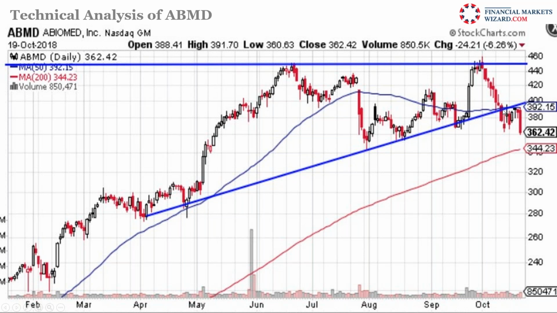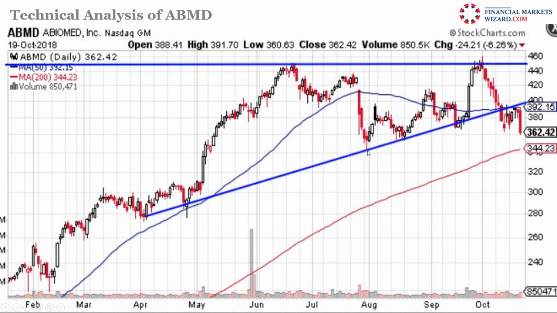So I expected the stock to stop right here at the 400 level or this 390 level, but it did not. It broke, and it's standing at 362. Below is the 200-day moving average. So now it's my belief that the stock could drop to the 200-day moving average. There is about a 20-point further down move.